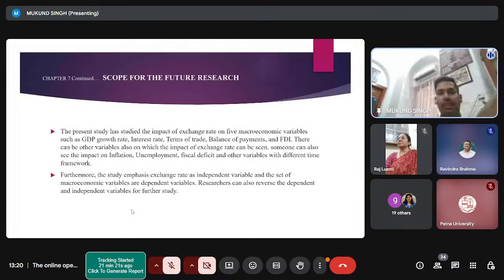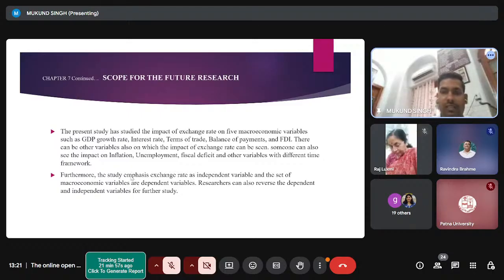Scope for future research. The present study is based on 5 macroeconomic variables. So there can be other variables on which the impact of exchange rate can be seen. Someone can also see the impact on inflation, unemployment, fiscal deficit, and other variables with a different time framework. Furthermore, the study takes exchange rate as the independent variable and a set of macroeconomic variables as dependent. The researcher can also reverse the dependent and independent variables for further study.